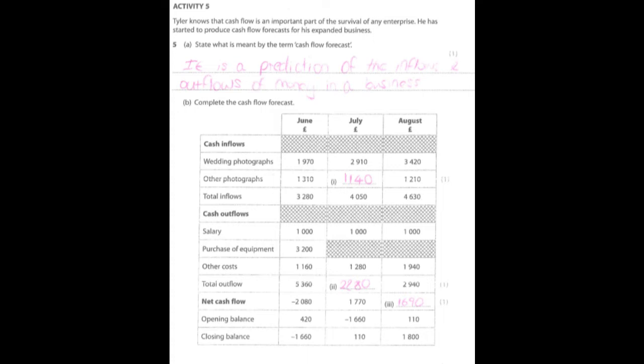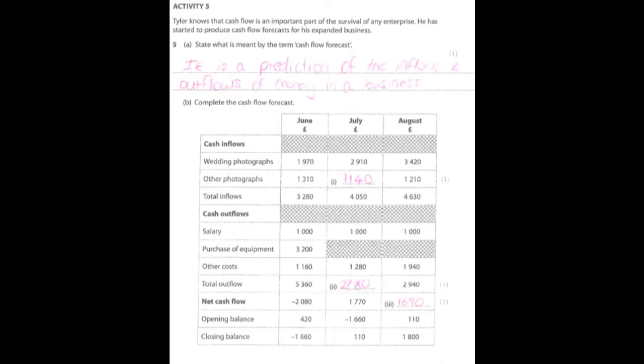Remember, cash flow shows all the money going into and out of a business. It shows the liquidity position of a business, whether it's able to meet its obligations and pay its debts. Remember, the difference here is if it said cash flow statement, then that would be the actual inflows and outflows of money in a business. As simple as that. Section B is complete a cash flow forecast.